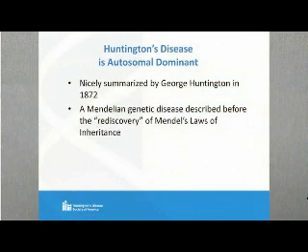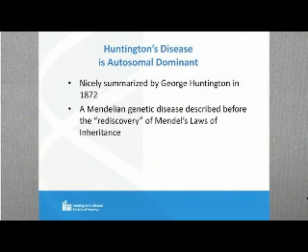I'd like to take a few minutes and review genetic factors in Huntington's disease, starting with the history, and then move forward to the amazing molecular findings that have happened in the last couple of decades. It's fascinating to realize that more than 100 years ago, the autosomal dominant inheritance pattern of Huntington's disease was very nicely summarized by Dr. George Huntington, in fact, in 1872.